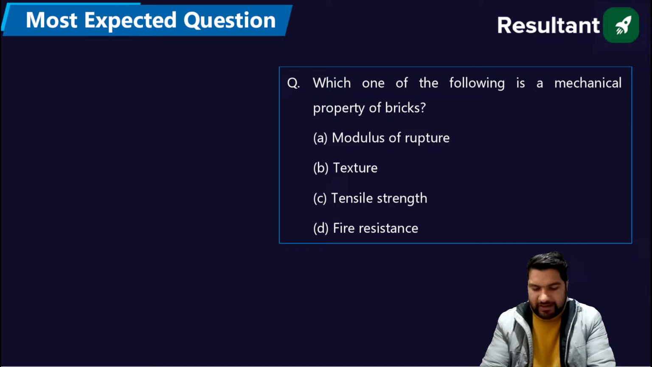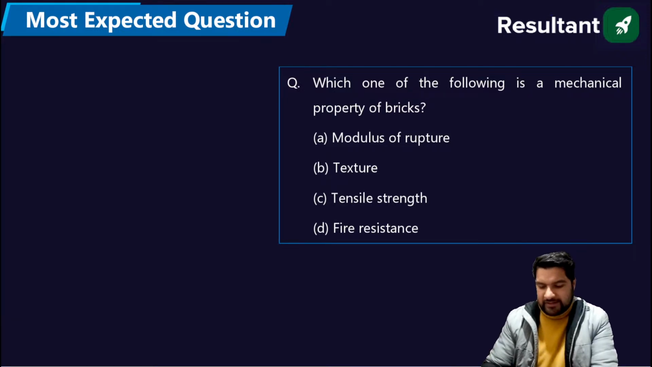The mechanical property: tensile strength, fire resistance, texture, or the modulus of rupture. So texture is the mechanical property, guys. Texture is the mechanical property.